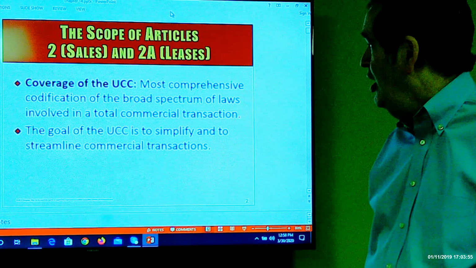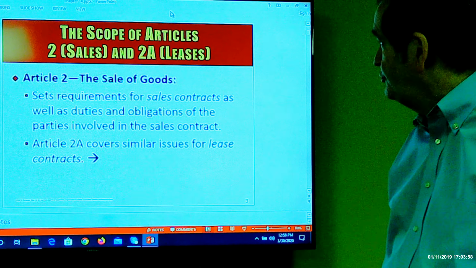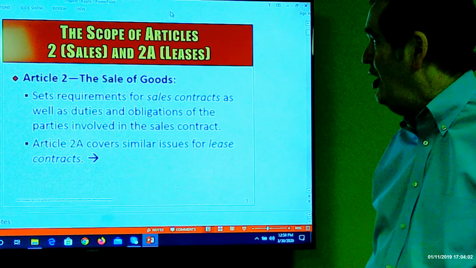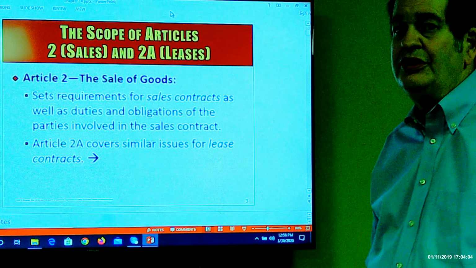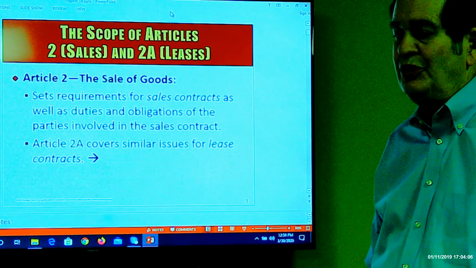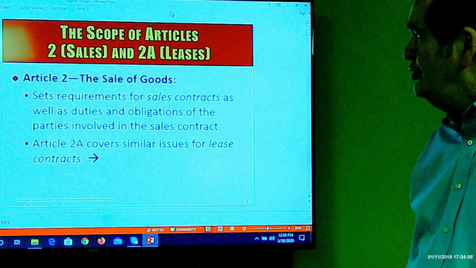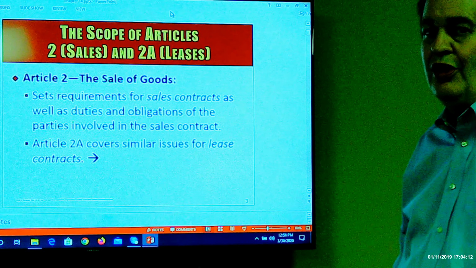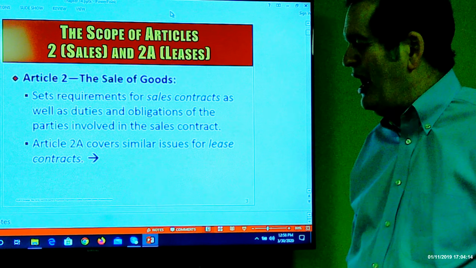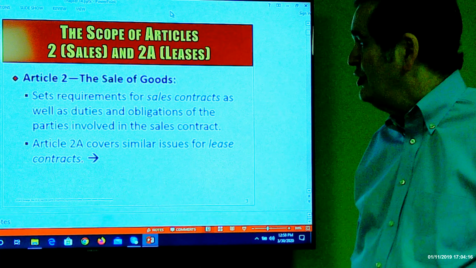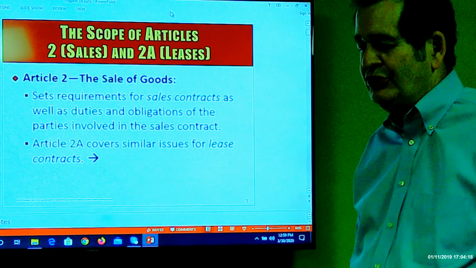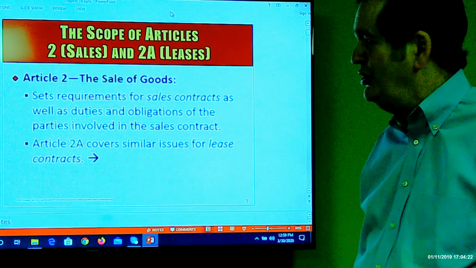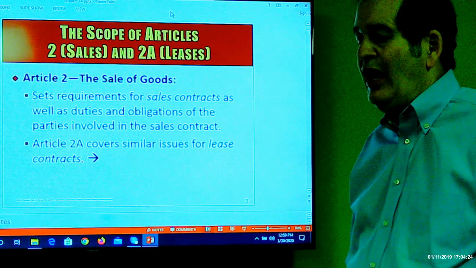Okay, so Article 2 of the UCC deals with the sale of goods. Article 1 deals with definitions and other explanations of the UCC. So if you have a question about a definition that does not appear in the particular article, go back to Article 1. There are several other articles in the UCC, such as negotiable instruments. We're not talking about those today. We're talking about 2 and 2A.